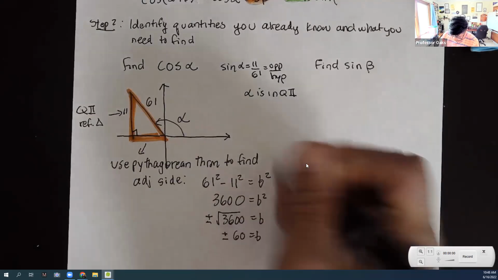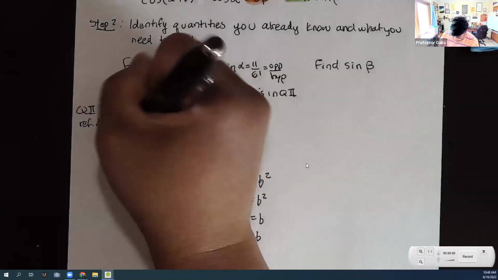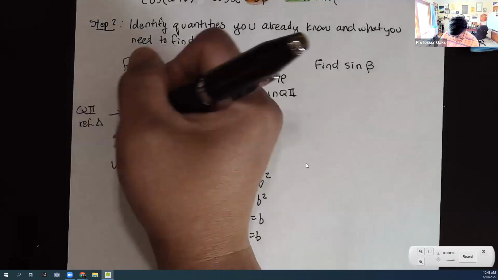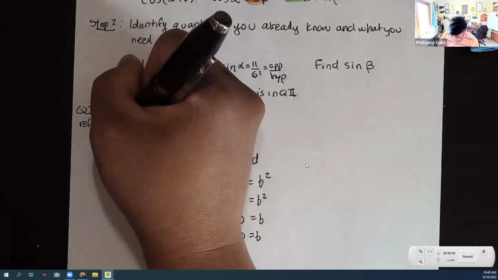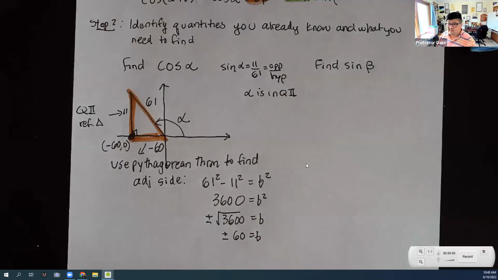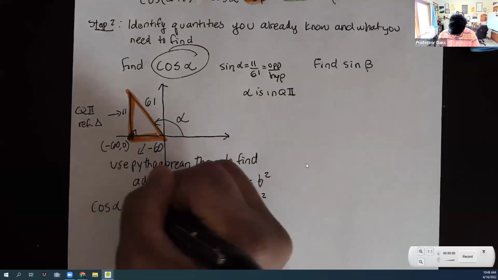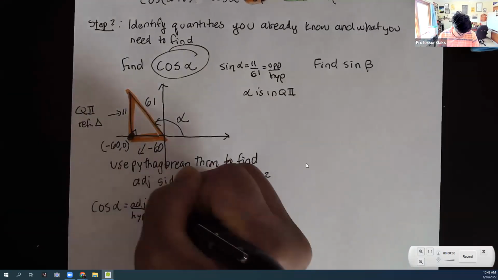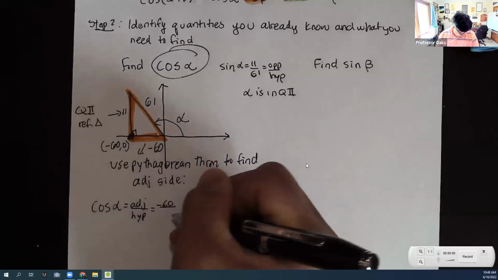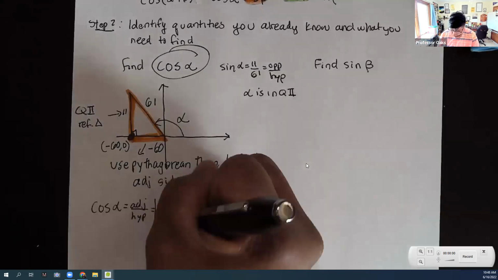But because it's in quadrant 2, this is going to be negative, so negative 60. It might help that this point right here is negative 60 and 0, so you know that it definitely is negative. That's why I like drawing the triangle, because it helps with that. Since you want the cosine of alpha, that is adjacent over hypotenuse, so negative 60 over 61. That's one of the missing values.